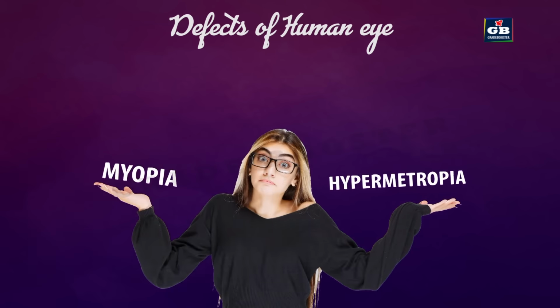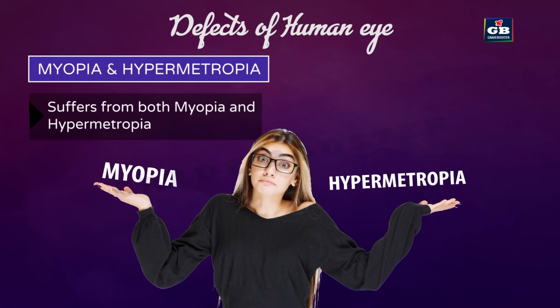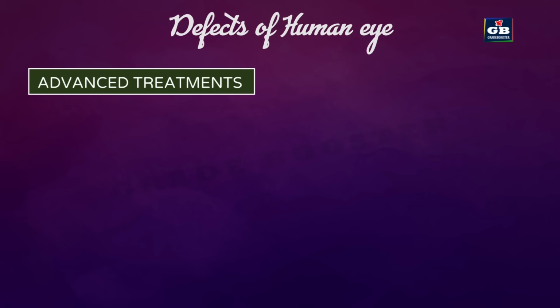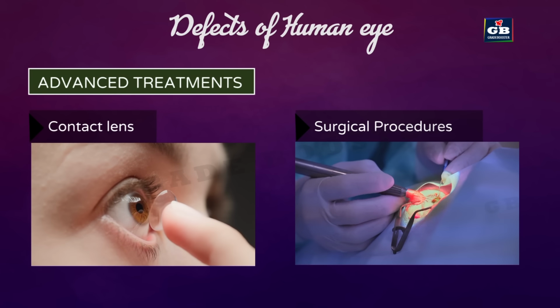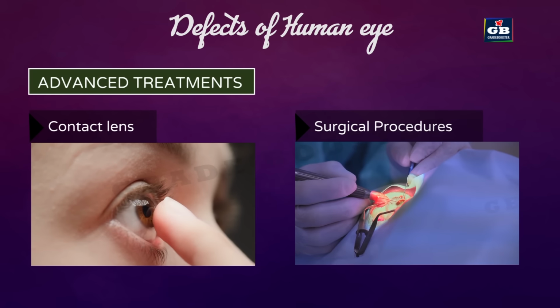In some cases, some people suffer from both myopia and hypermetropia. In such cases, bifocal lenses are needed for proper vision. A common type of bifocal lens consists of both concave and convex lenses. The upper portion consists of a concave lens, which helps in distant vision, and the lower part is a convex lens, which facilitates near vision. These days, the refractive defects are corrected with contact lenses or through surgical procedures.